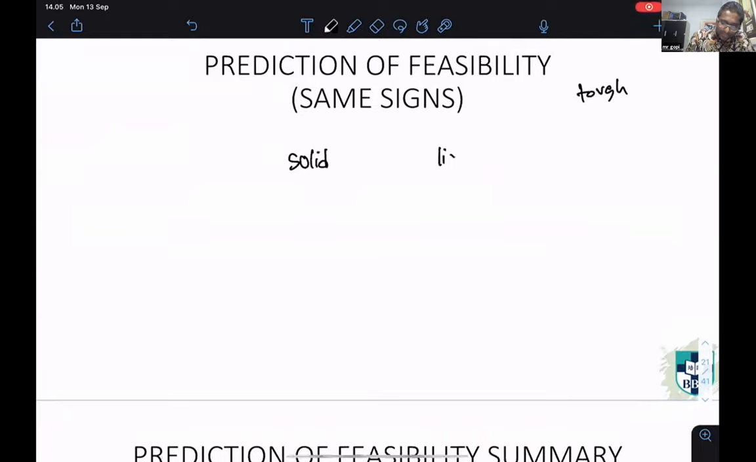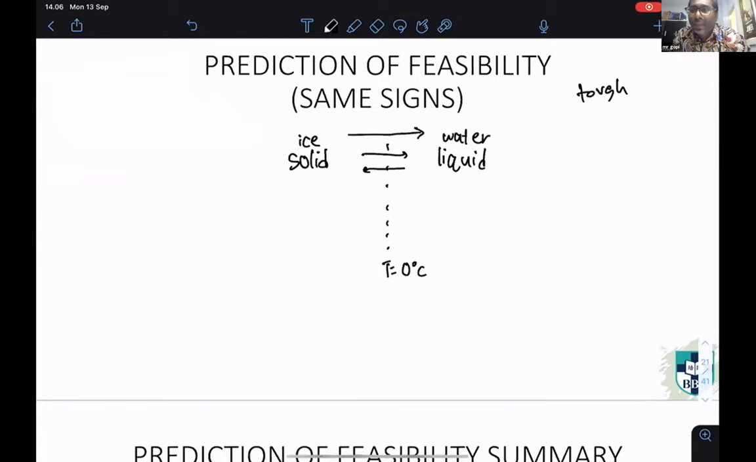Okay, this is liquid. If I put the temperature over here, temperature is going to be 0 degrees Celsius. We know solid and liquid, they are under equilibrium. And solid can change into liquid. Liquid can change into solid. Let's say still couldn't understand. Let's change it into something simple. Ice, because 0 degrees Celsius, the melting point of ice, right? So this is water.